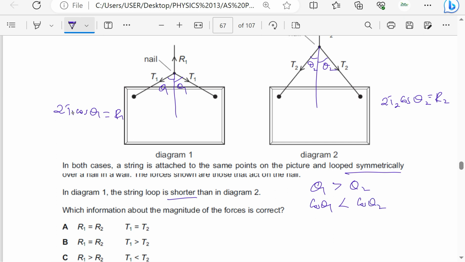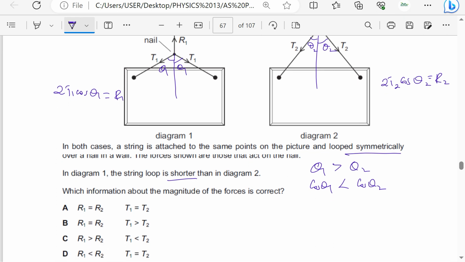The cos of theta 1 should be less than the cos of theta 2. And what does that imply? If I make T1 the subject on the left hand side, I have that T1 is equal to R1 divided by 2 cos theta 1. And on the right hand side, I have T2 being equal to R2 divided by 2 cos of theta 2.